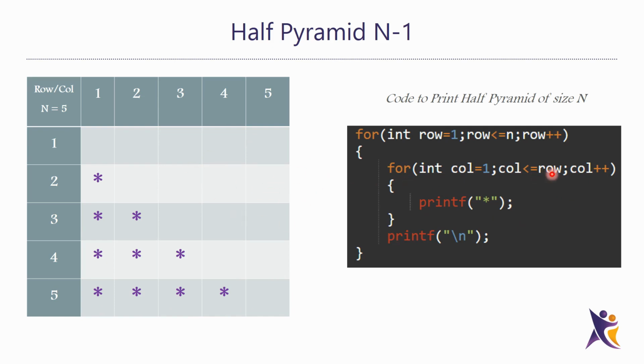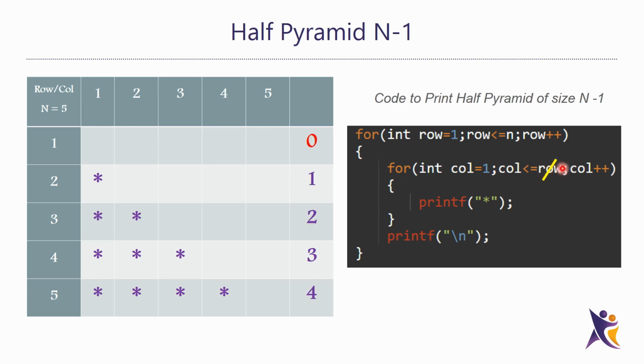But we should not use this expression here. What is actually controlling this inner loop is this expression, column less than or equal to row. We should not use this expression for n minus 1. Instead, we should figure out some expression so that it won't print any stars for the first row, for the second row it will only print 1 star, third row it will print 2 stars, and so on.